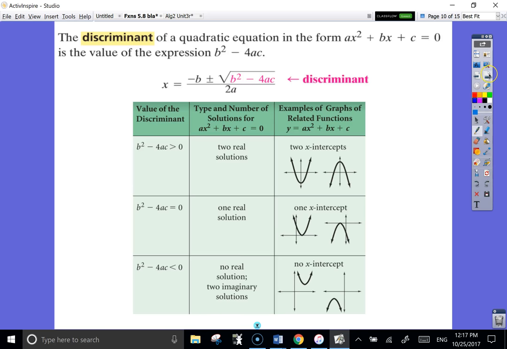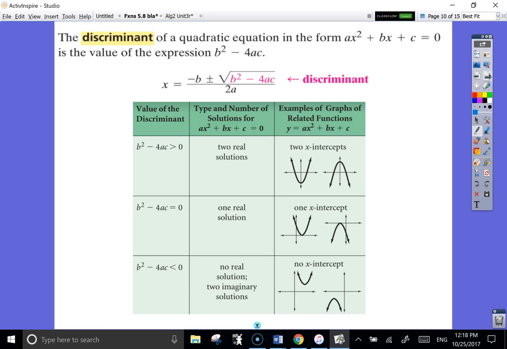Okay. So the discriminant is not the whole quadratic formula. It's just that part which is underneath the square root. And so if you know the value of the discriminant, you can tell how many solutions you should get of which type, meaning real or imaginary.